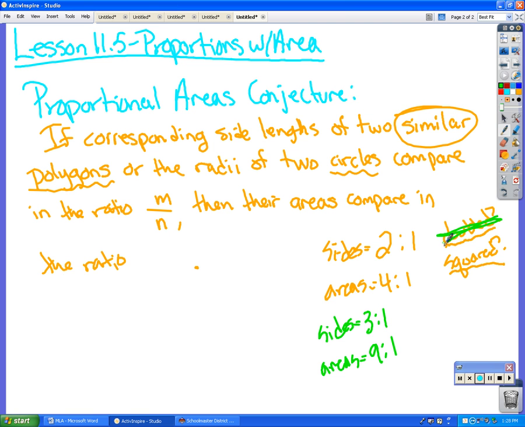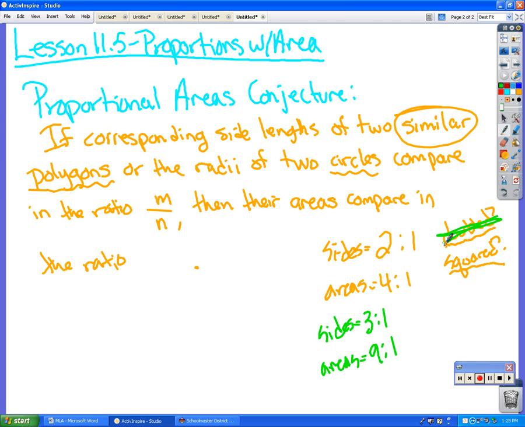So if you took your original rectangle and you made all the sides 4 times bigger, then the area would be how much bigger? 4 times. 16, because 4 squared is 16.